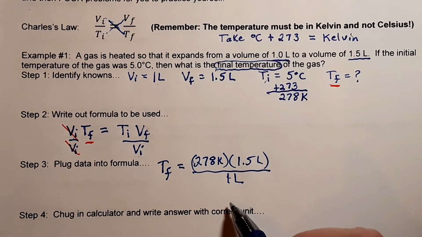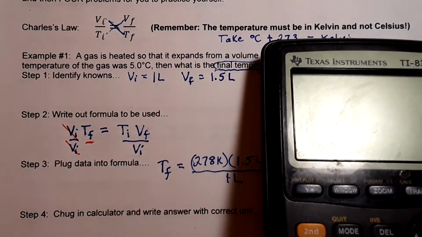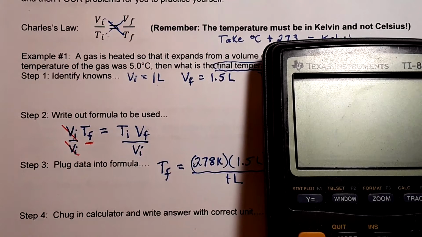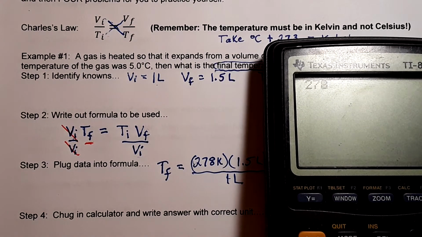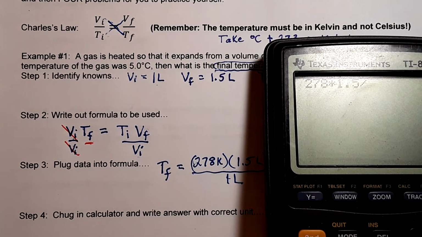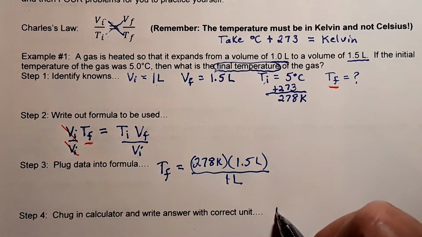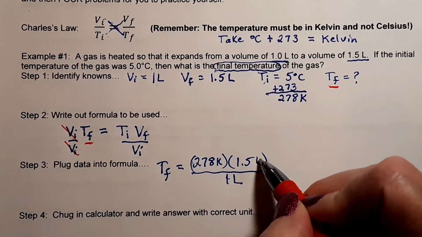Now, we stick that into our calculator. Turn it on so you guys can see that. There you go. That's not too bad. So we say 278 times 1.5, and then we're going to divide by the 1. Well, anything divided by 1 is just itself. So we get 417. But 417 what? Well, let's take a look. We have a liter in the top and a liter in the bottom.